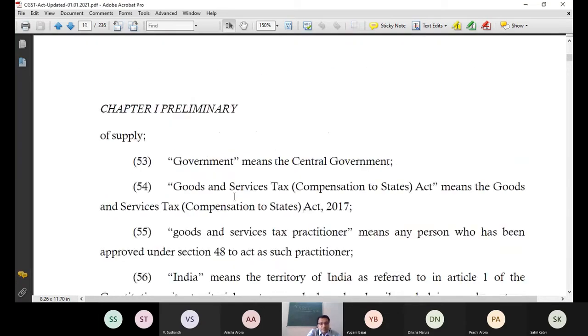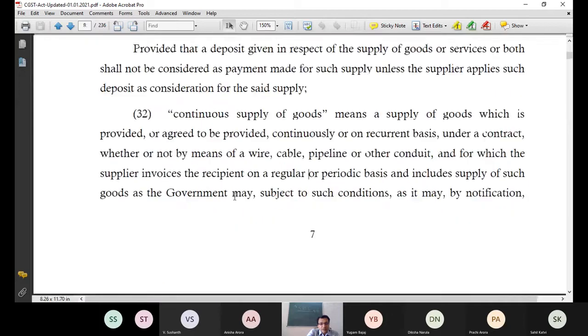I hope it is visible. Can you see section 2, clause 32? I hope you can see. In case you cannot see, please tell me. Otherwise, I am assuming that section 2, clause 32 is visible to you.